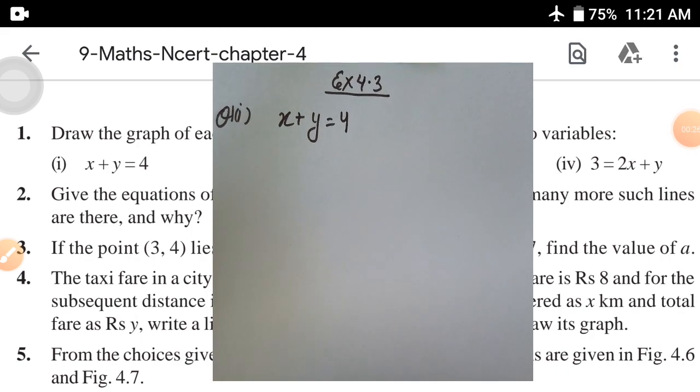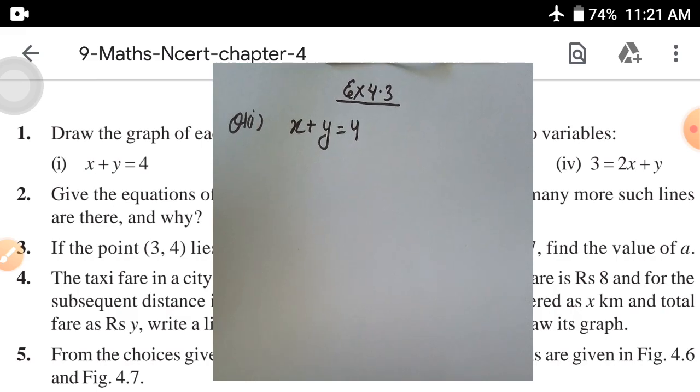Here is the first equation which we have to draw in the graph. You can see that it's x plus y is equal to 4. First we require some solutions. Solution means some points so that we can locate these points on the Cartesian system, and according to these points we will draw a line. This is actually an equation of a line. If we put different values of x, we will get different values of y. These will become the coordinates and we will locate these coordinates.